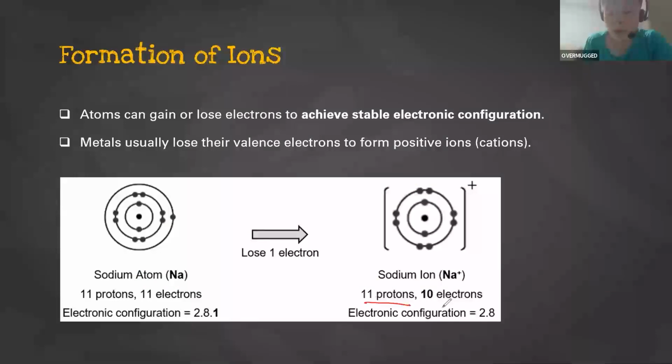Now I have 11 protons, 10 electrons. 11 positive charge, 10 negative charge. Overall, I am positively charged by 1 unit. So that is why you often see Na+. And the new electronic configuration will be 2.8 because this valence electron has been kicked out. This is usually the case for metals. That is why you will often see Mg2+, Ca2+, Li+, Al3+, and so on and so forth.